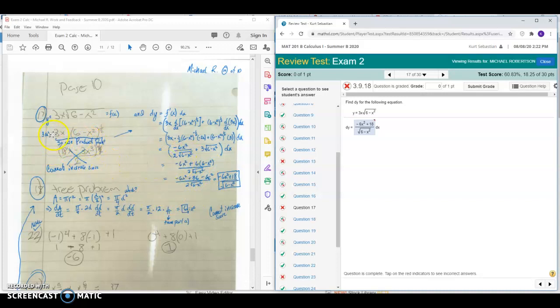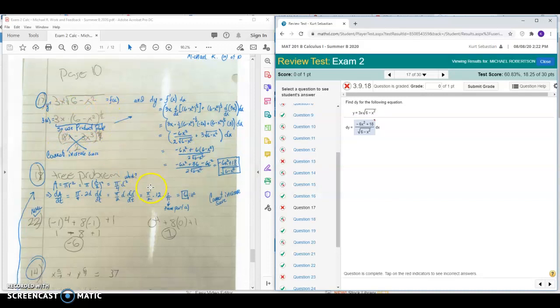So you were trying to distribute the 3x in here. You can't do that when the power is 1/2. You can't just bring it in like that.